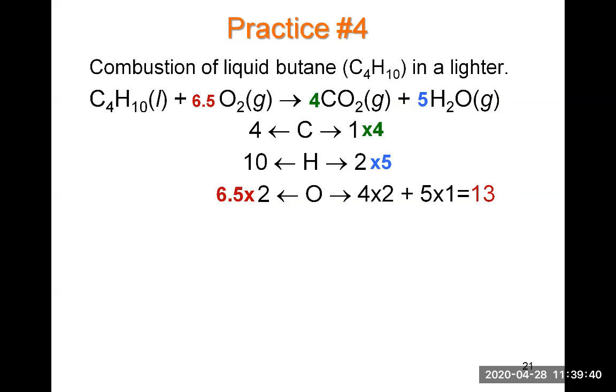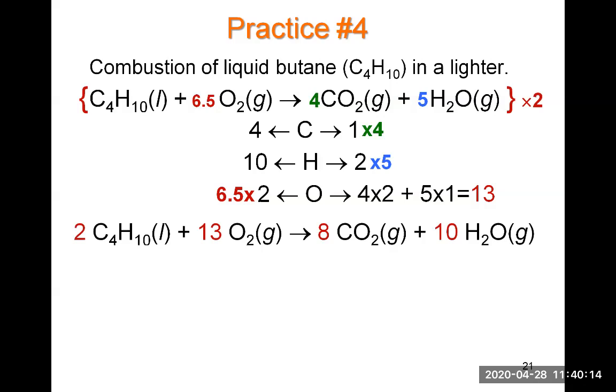So it is balanced, but as you know, we cannot keep a coefficient with decimals or as a fraction. So we will need to multiply all the coefficients by 2 here, because 6.5 times 2 will be a whole number. So we will need to multiply all coefficients by 2. And so the coefficient in front of butane is 1, so times 2 is going to be 2 butane, plus 6.5 times 2 is going to be 13 oxygen on the left. On the right, 4 times 2 is going to be 8 carbon dioxide, and 5 times 2 is going to be 10 water molecules. So let's make sure this is balanced.